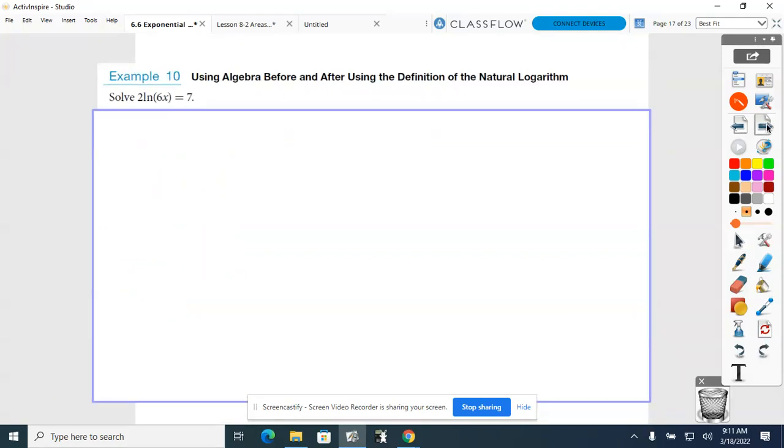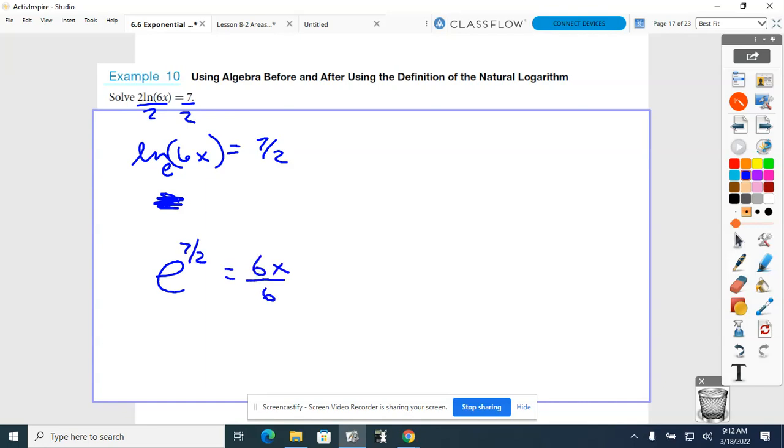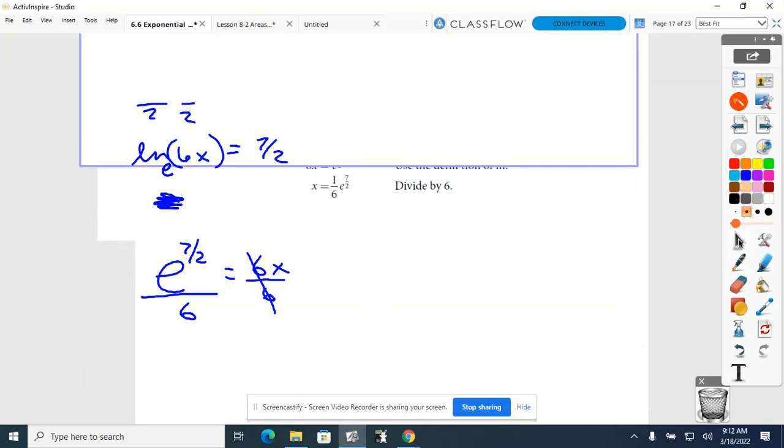Okay. Want to do another one of those? Sure. I don't know how much time we have, but we'll see. Divide by 2. My shirt is writing ln of 6x equals 7/2. Undo that with e, so I'll do it the other way this time. e to the 7/2 equals 6x. Divide by 6. e to the 7/2 all over 6 would be fine. We'll see if they left it that way. Oh, yep. That is the same thing. They just pulled the 1/6 into the front. So it's the same answer.